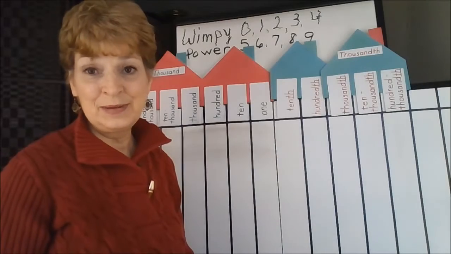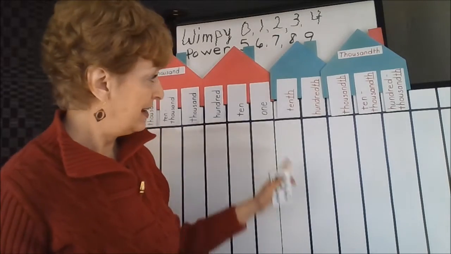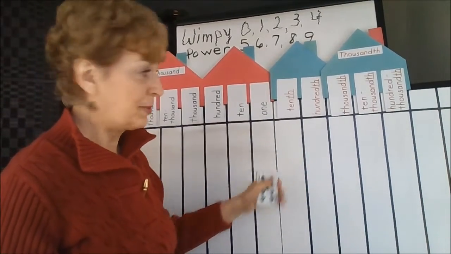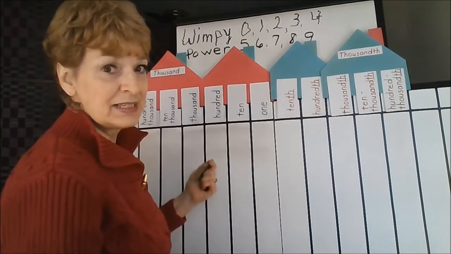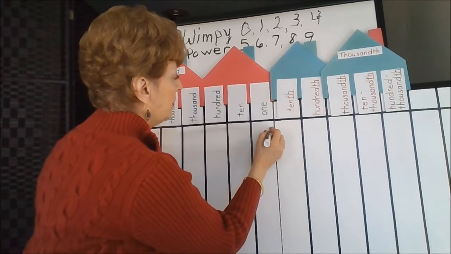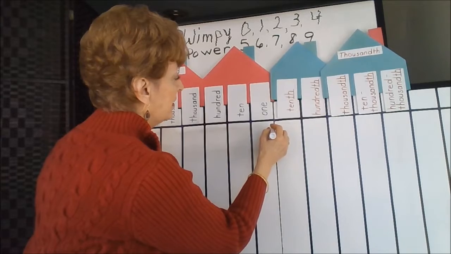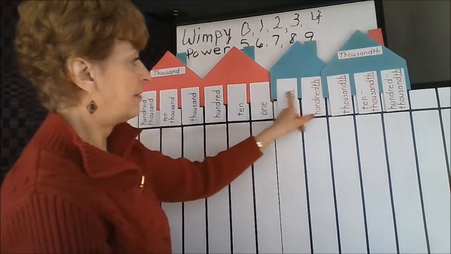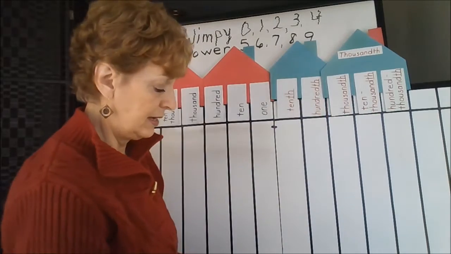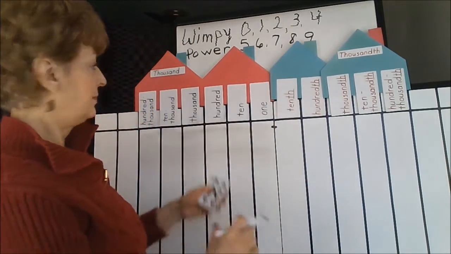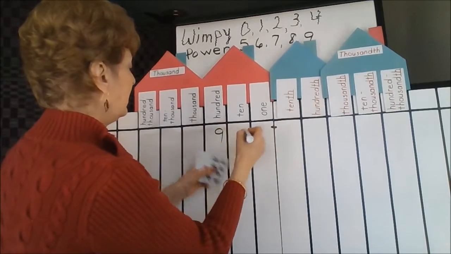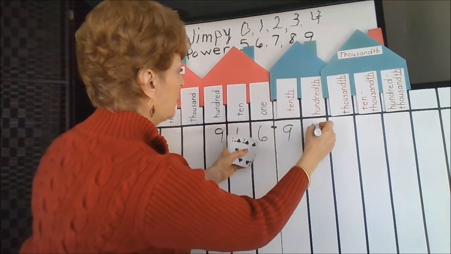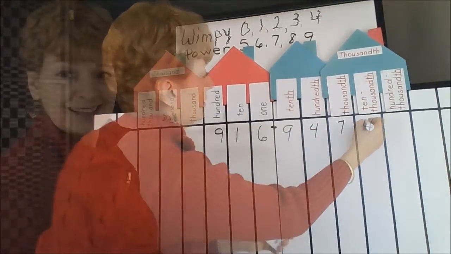Of course, rounding can be done in any place value. So I've added on some decimal numbers. Our decimal point would be right here between the houses of the whole numbers and the fractional side, the decimal side. So let's try one of those. We'll go 9, 1, 6, 9, 4, 7, 4.